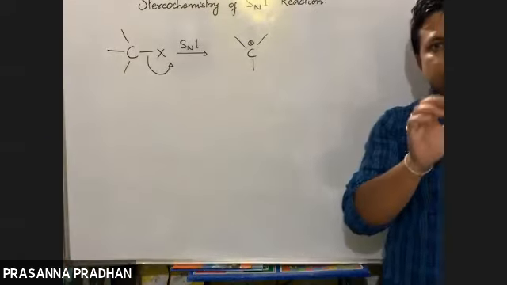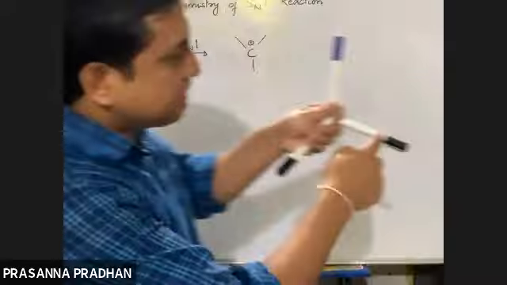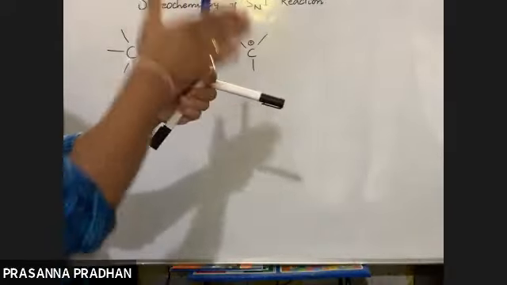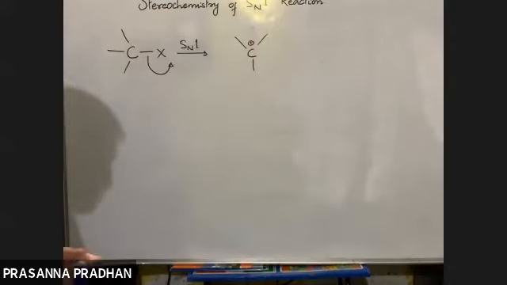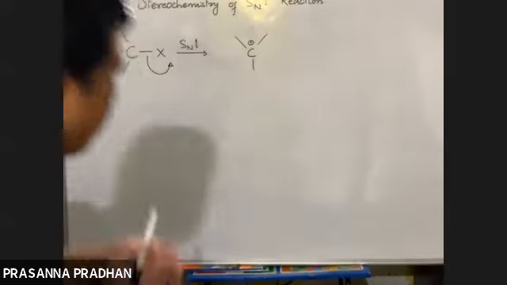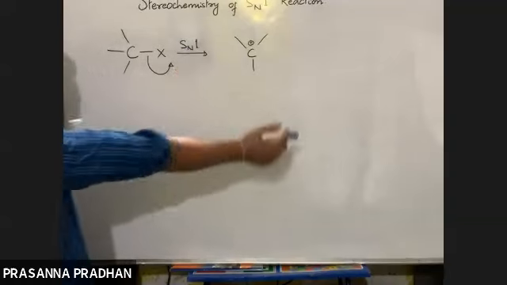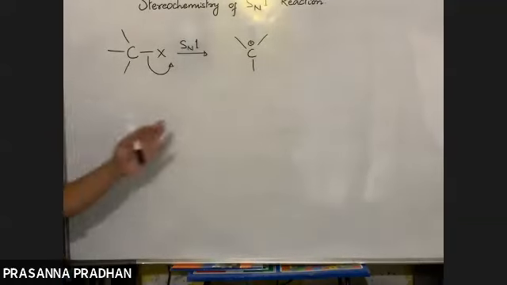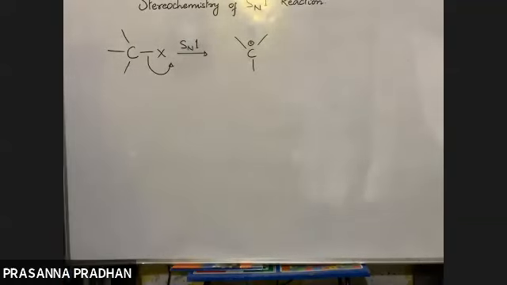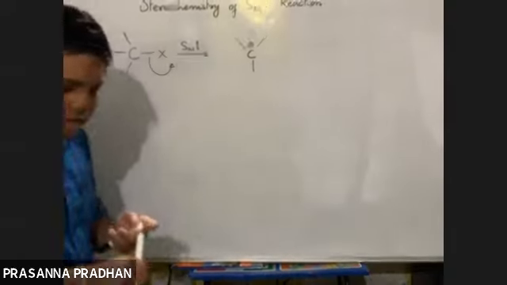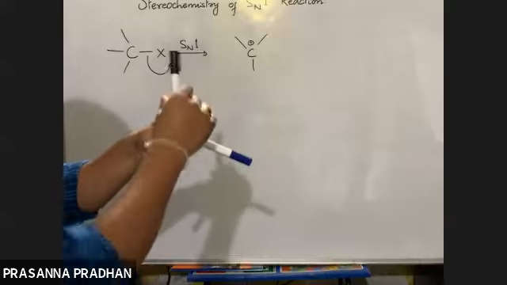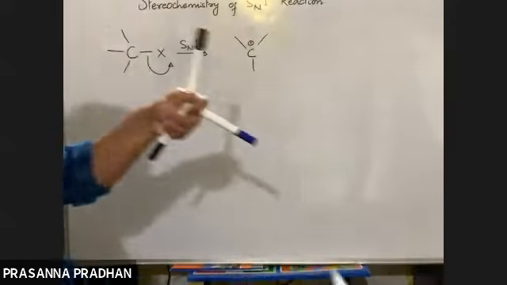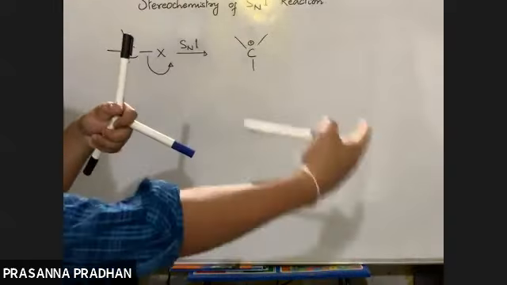Trigonal planar means the carbon is bonded to three bonds, and all three bonds are in the same plane. That means they are said to be planar. Now what was the second step of an SN1 reaction? In the second step, the nucleophile attacks this carbocation. Now since the carbocation is planar in nature, what happens?